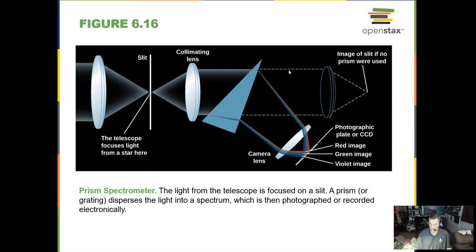A prism spectrometer is an instrument that will split up the light from white light into its colorful rainbow pattern.